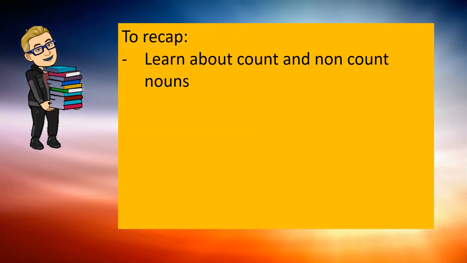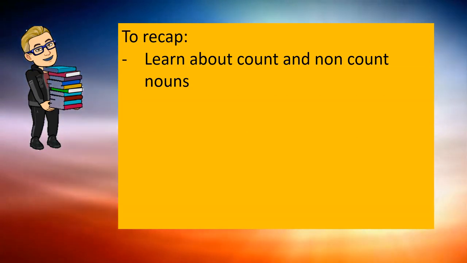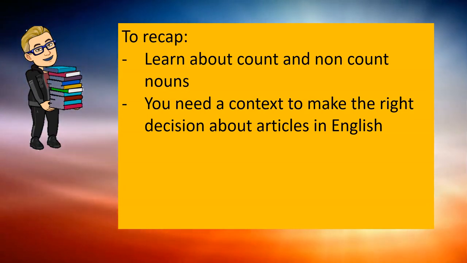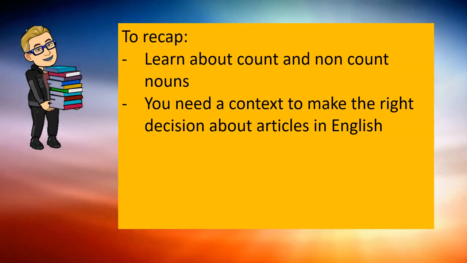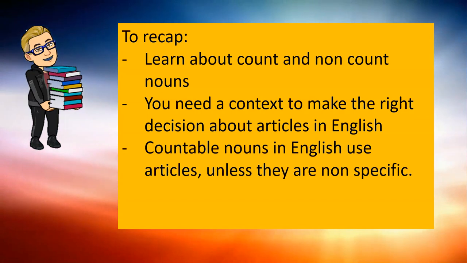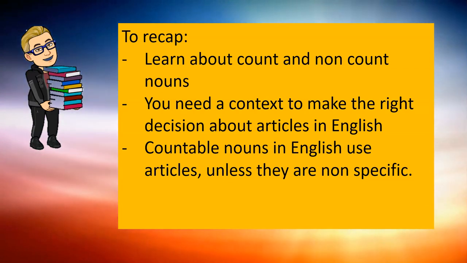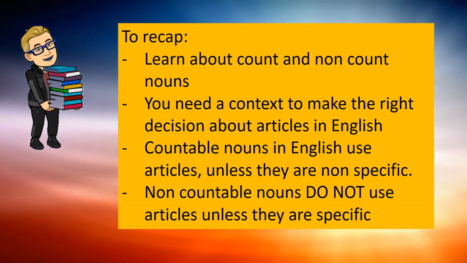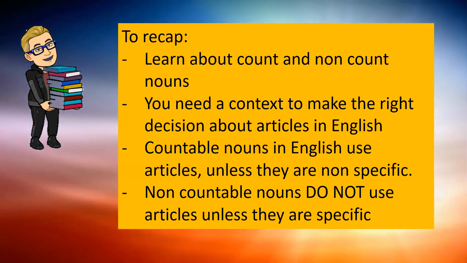So just to recap, learn about countable and non-countable nouns before you start learning about articles. That's going to help you a lot. Remember that we need a context to make the right decision about articles. It's very difficult for you to decide which article you're going to use outside of every context, right? It depends on the context. Now, in a nutshell, countable nouns in English use articles all the time, unless they are non-specific. That's when you don't use articles. On the other hand, non-countable nouns do not use articles unless they are specific. In that situation, you do use articles.